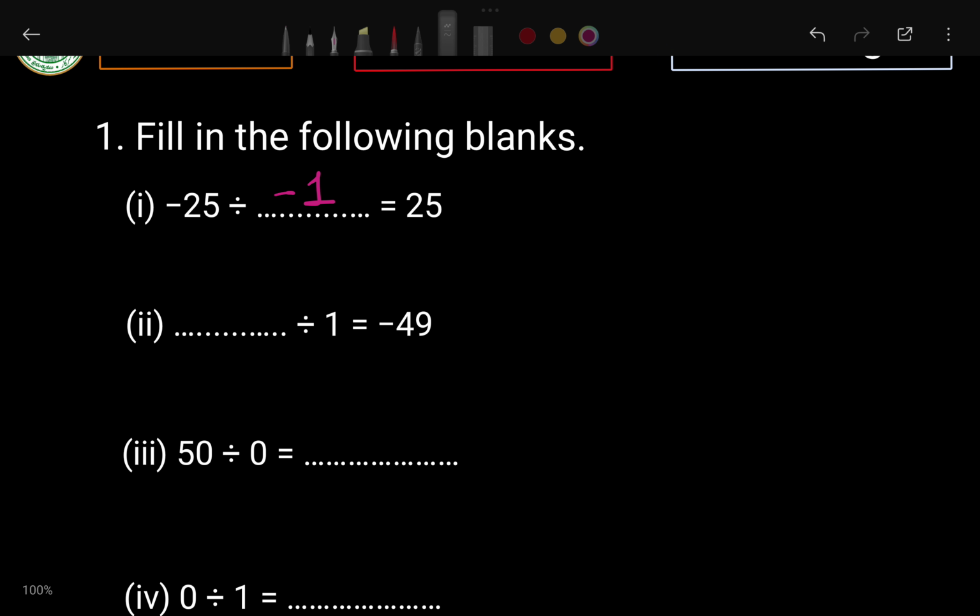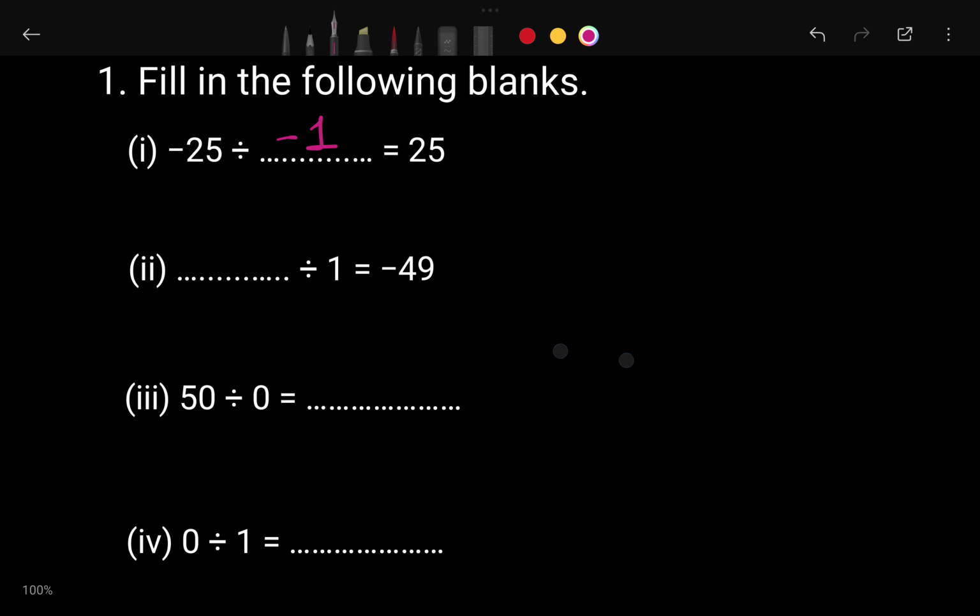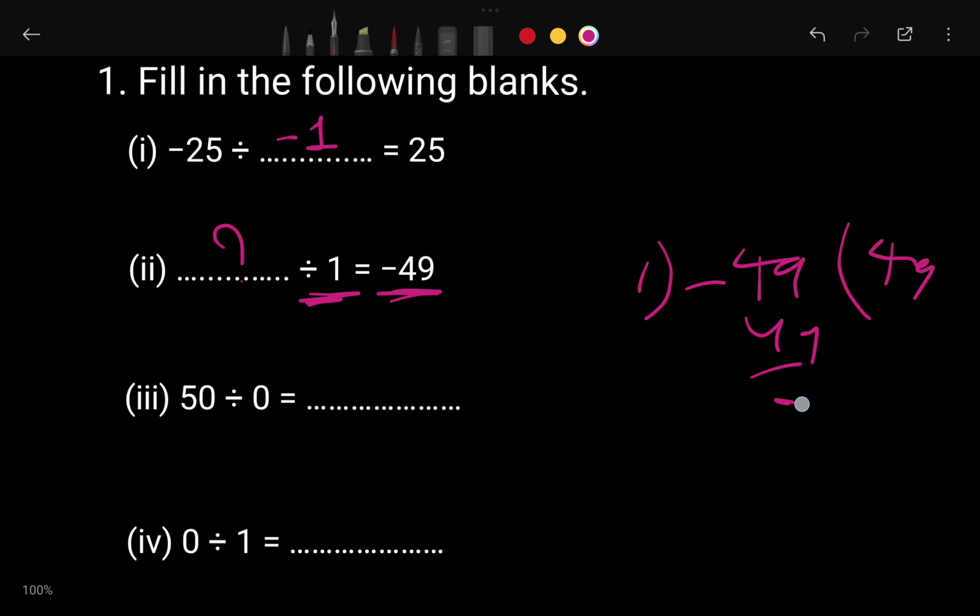Now let's come to the second question. What number do we have to put so that when we divide by it, our answer will be minus 49? Let's divide 49 by 1. If you divide 1 into 49, the answer will be 49 only. But here it is minus 49, so we have to put minus 1 here.